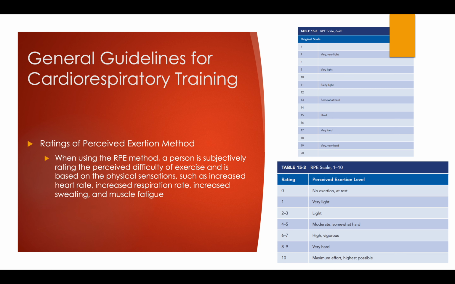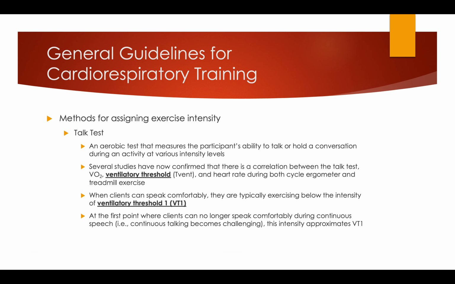So that's the true RPE. Now, you have a modified RPE, which is a 0 to 10 or a 1 to 10. 0 means you're not doing anything, and a 10 means an all-out effort that's very, very challenging on your system, where you would basically be almost keeling over. But it's a subjective method. It's a way that we look at it and ask, on a scale of 1 to 10, how are you feeling? If they say an 8, that means you're working out pretty hard.